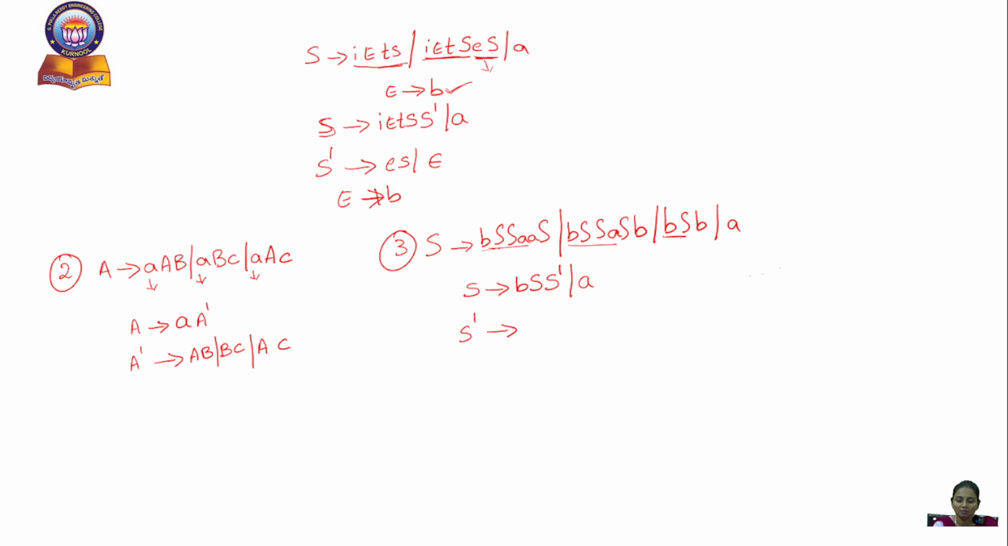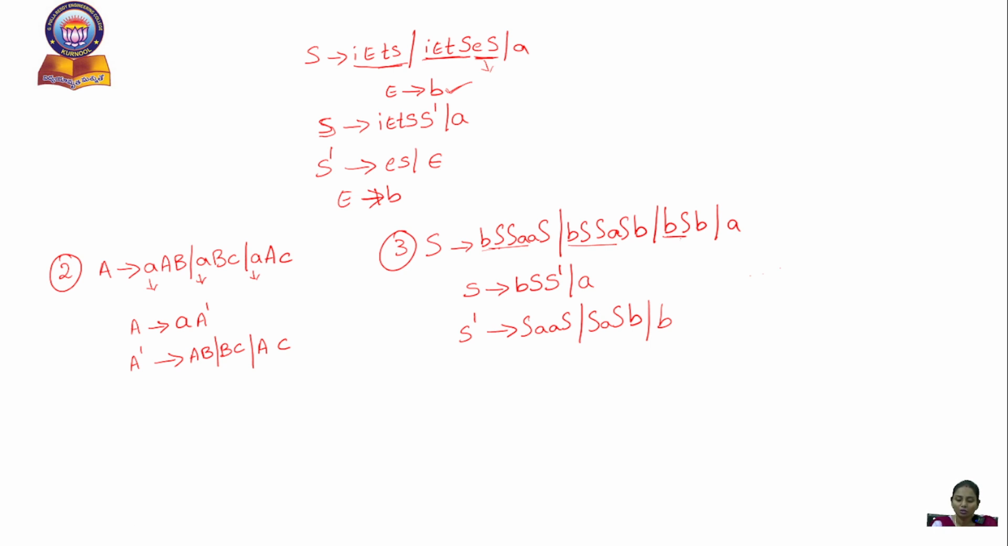So now what is S dash going to derive? Only BS we have considered here and the remainder is available, so we have taken S, AAS, and here also we have considered only BS. So what is remaining? SA, SB, and here only BS we have considered. What else is remaining here? B is there. So like this we can consider.